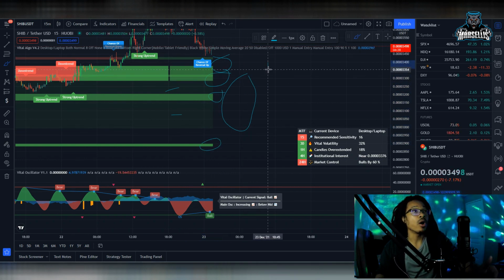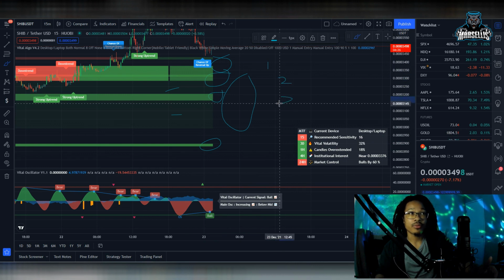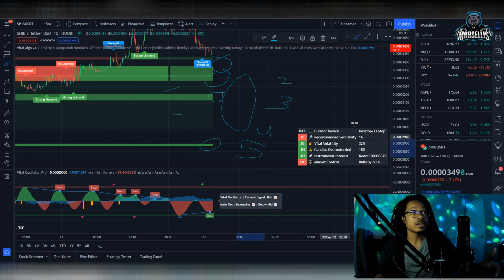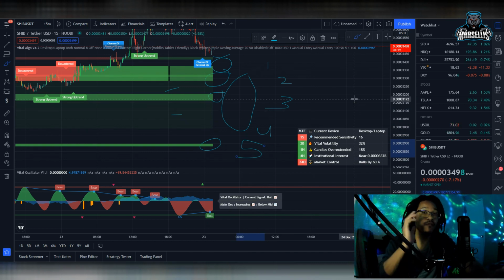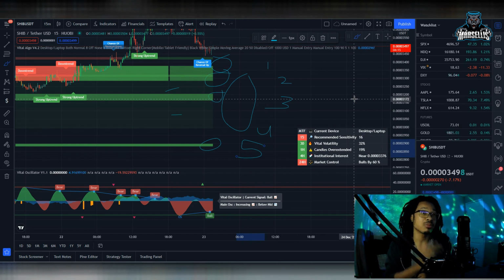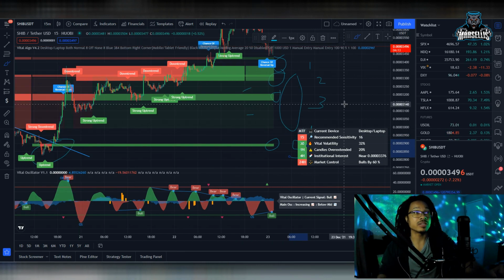So we have one, we have two, we have three, we have four, and we have five areas of more demand for Shiba Inu. So 5 areas of high demand for Shiba Inu. So that shows that we have lots of supply and demand for Shiba Inu. Very good. That's very good news.